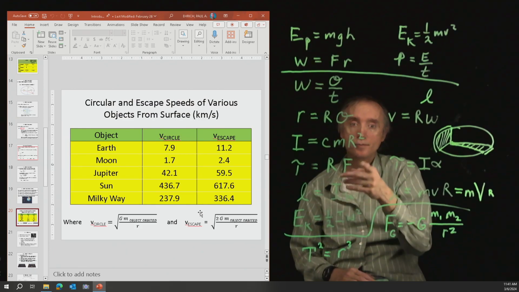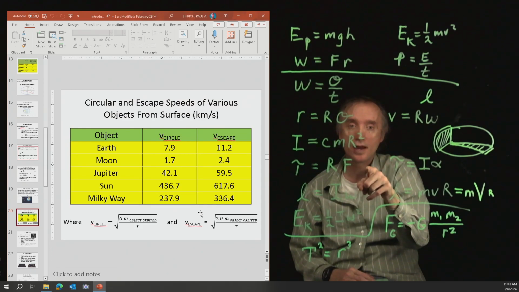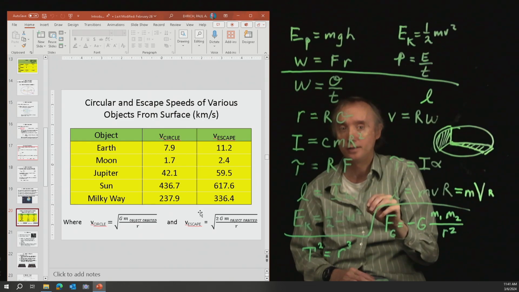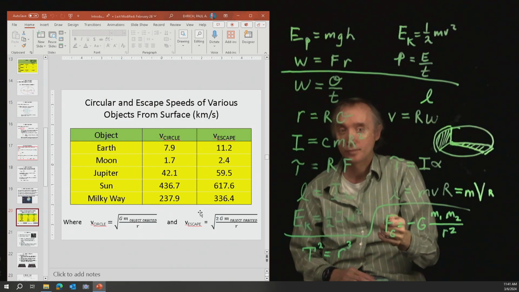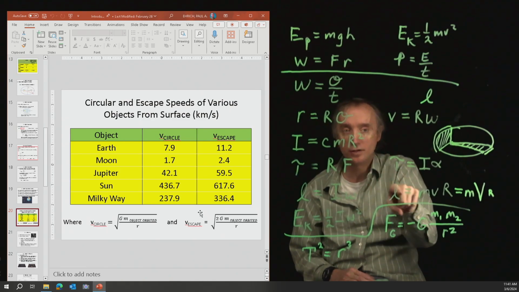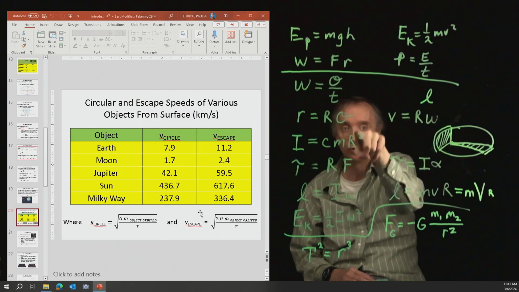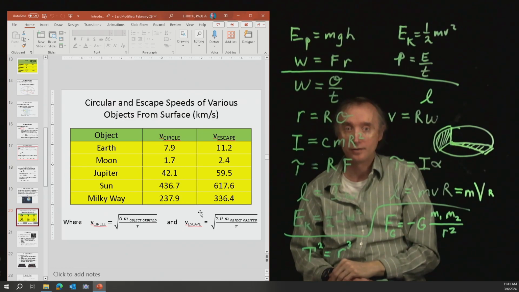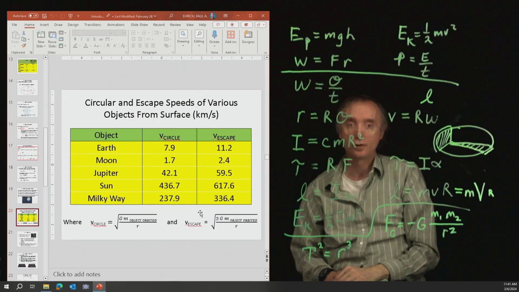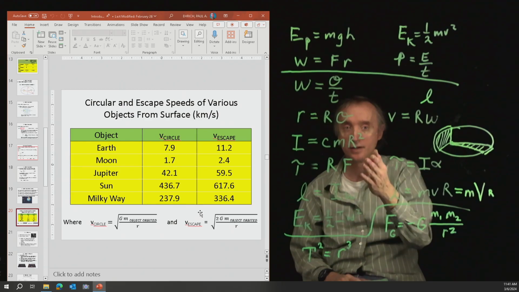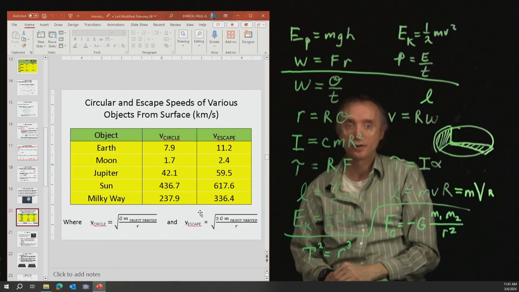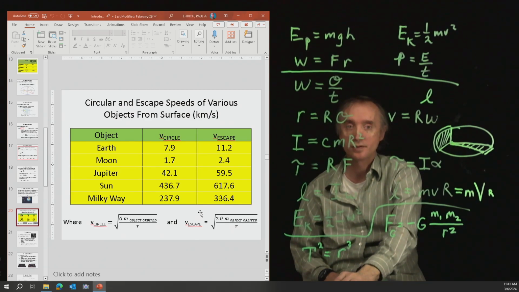This one here shows how to actually calculate the escape speed. And then there's also another one, which is the speed that you would need in order to go in a circle around the planet. Don't worry about those two formulas. I did provide a chart that shows different kinds of speeds that are necessary to escape.